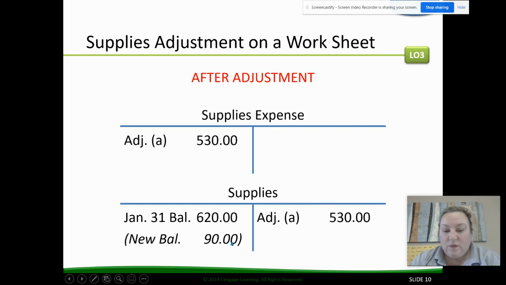So that leaves us with $90 here as a new balance in our supplies account. And that supplies expense account has what we used. So it has that same amount that we adjusted. Notice it says A. Our debits still have to equal our credits. And then this gives us a new balance of $90.